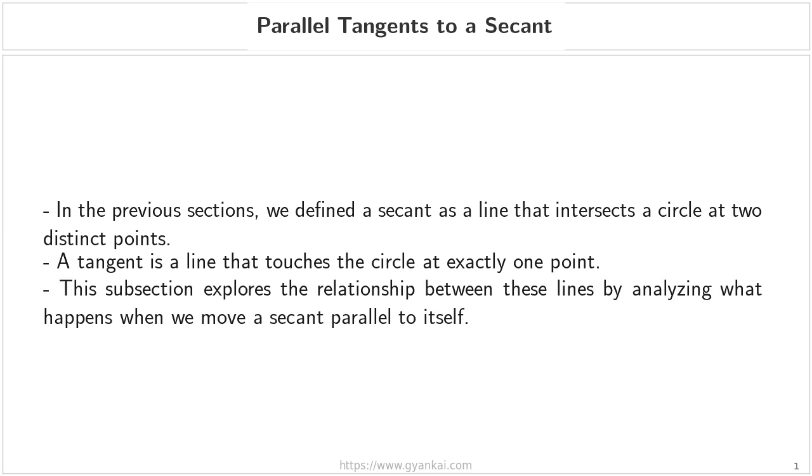In this lesson, we aren't just looking at these lines in isolation. Instead, we are going to explore the dynamic relationship between them. We will be analyzing what happens to the nature of the line as we take a secant and move it parallel to itself, shifting its position relative to the circle. Let's see how this movement transforms a secant into a tangent.